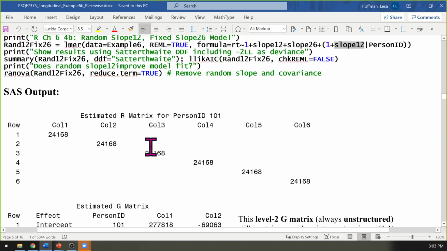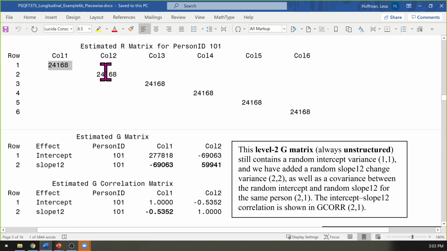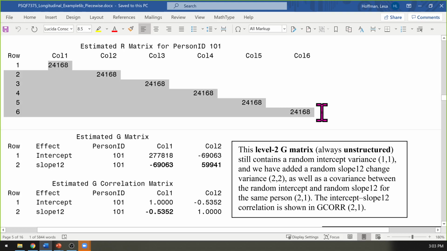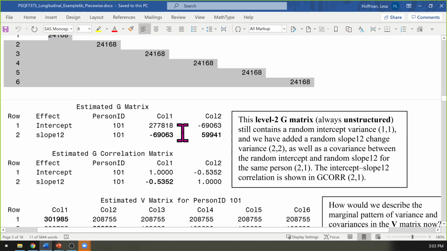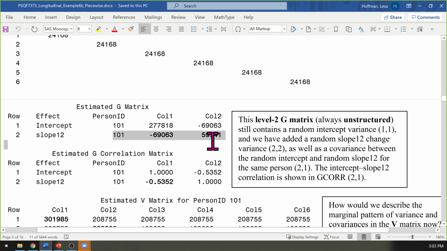So now the overall R matrix has less variance in it because it has been reallocated. So here's my G matrix. It's now 2 by 2. So I have added how many things to my model in adding that U1I term? How many parameters have I added, and don't say 1? If I add a random slope to a model that already had a random intercept, how many parameters have I added?